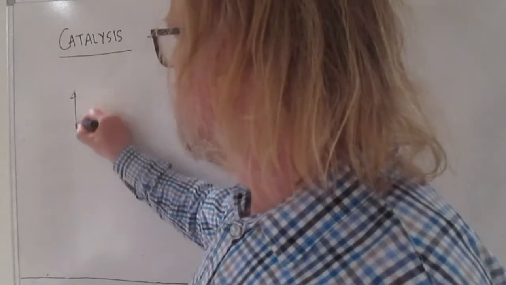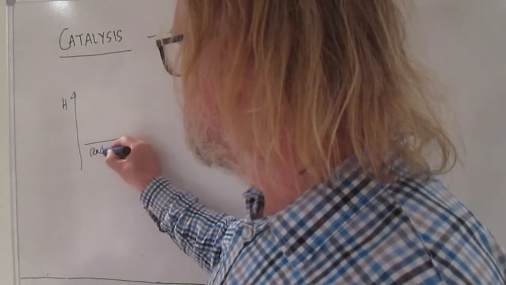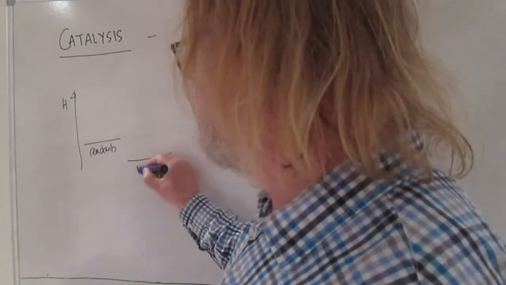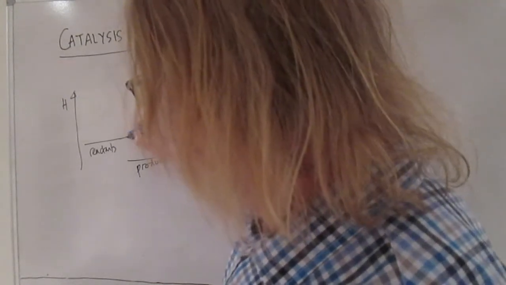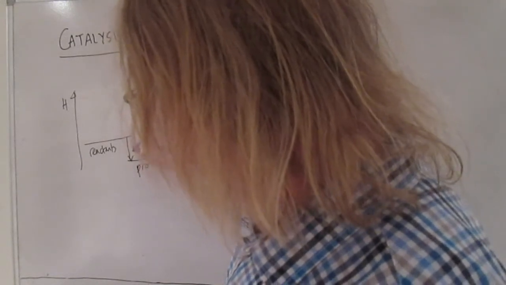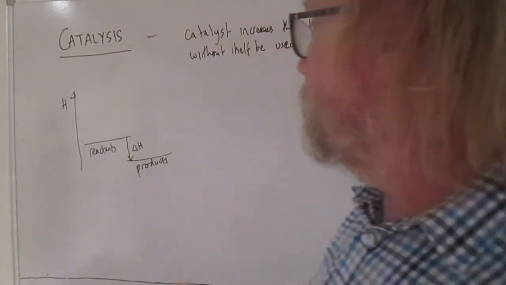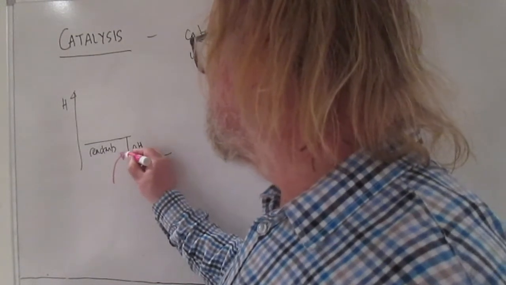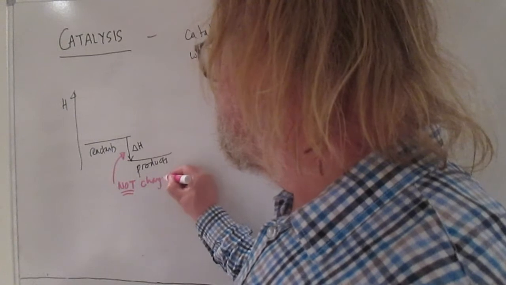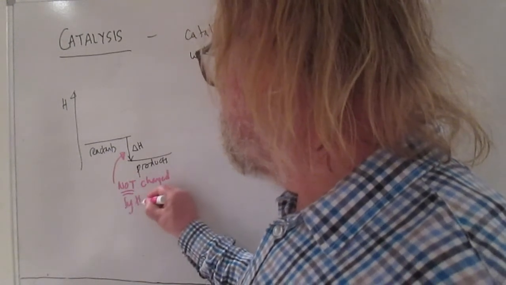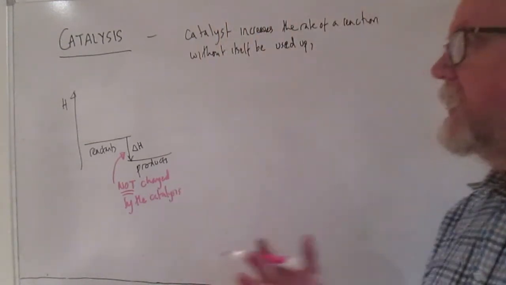So if we have enthalpy up here, we have reactants and the products. If this is an exothermic reaction, it's going to look like that. So that's delta H, which is the overall enthalpy change of reaction. And the important thing to say first of all is that that is not changed by the catalyst. The enthalpy change of reaction is what it is, and the catalyst has no bearing on that.